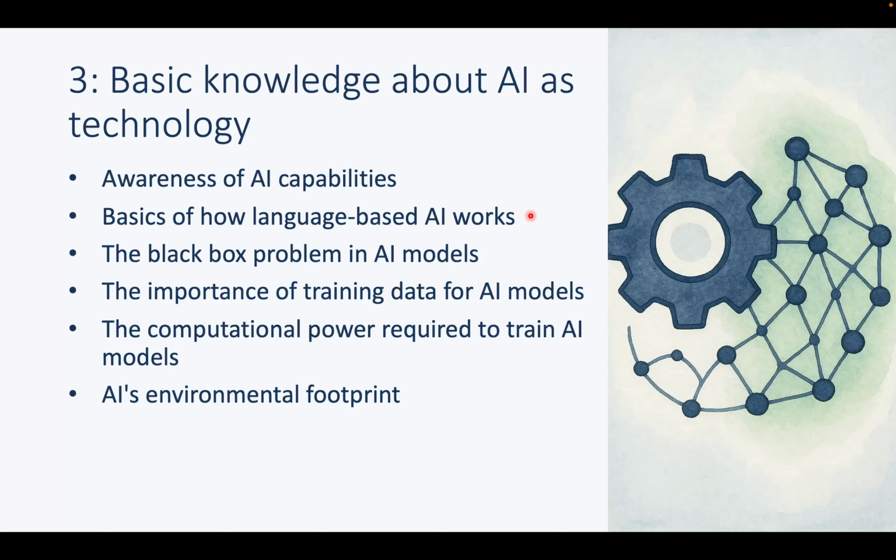And then we have just demystifying AI, explaining in a light way how the technology works to demystify it. The black box problem, I think, is kind of important to understand. Training data is the basis for understanding things like biases and things like that. So that is also kind of important. The computational power, and then also the environmental footprint of AI is something that could be incorporated in this part of AI literacy.